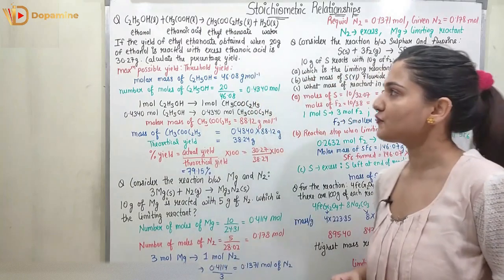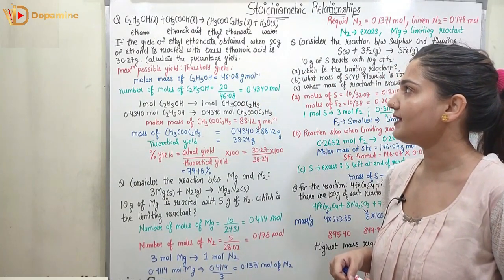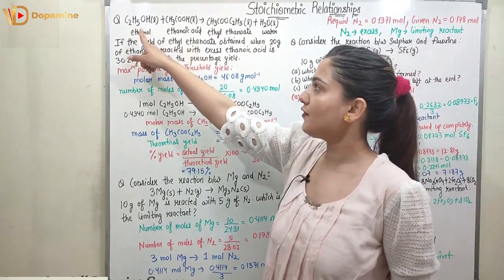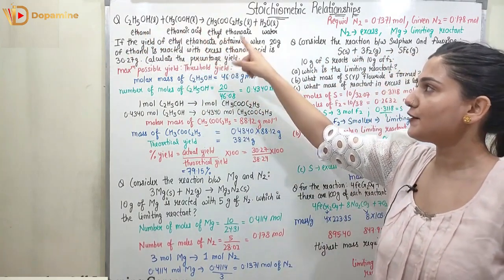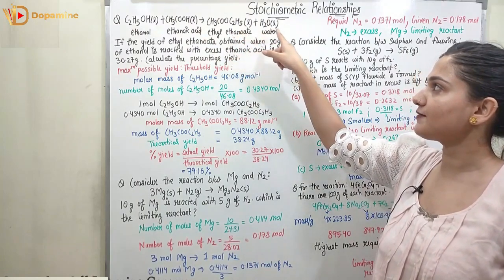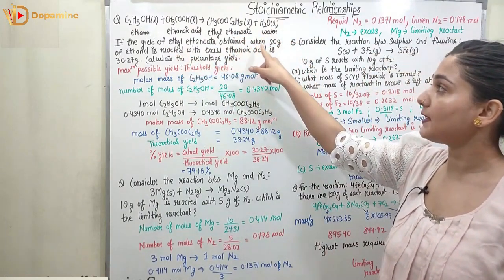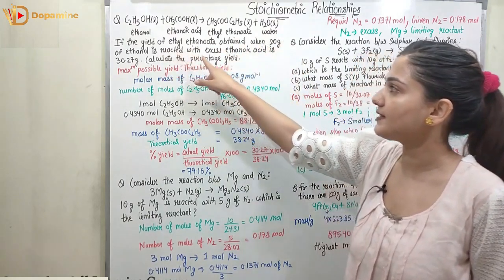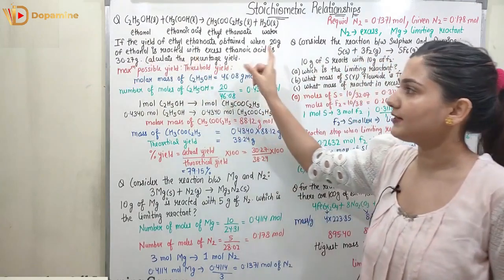So let's start our discussion with the first question of the day, where ethanol is reacted with ethanoic acid to form ethyl ethanoate and water. The formula of ethanol is C2H5OH, ethanoic acid is CH3COOH, and it is going to form CH3COOC2H5 plus H2O, that is water. If the yield of ethyl ethanoate obtained when 20 gram of ethanol is reacted with excess ethanoic acid is 30.27 gram, calculate the percentage yield.